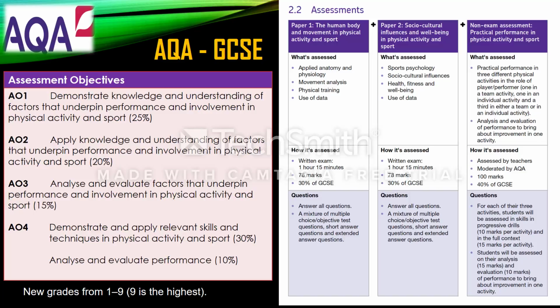AQA GCSE assessment. The assessment contains two papers and a non-exam assessment, physical activity and sport. Assessment objectives are across four categories. Also, a new grading system has been endorsed from 1 to 9, 9 being the highest. Marking schemes are prepared by the lead assessment writer and considered together with relevant questions by a panel of subject teachers.